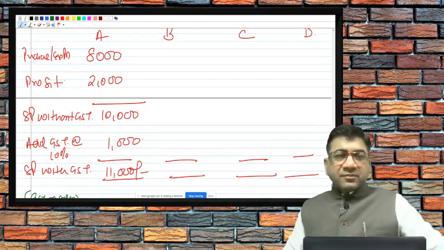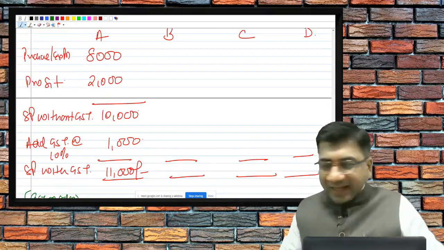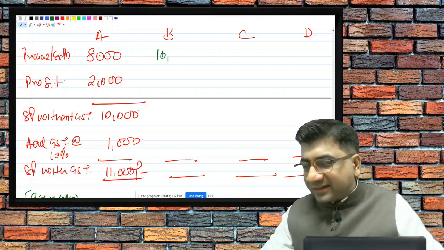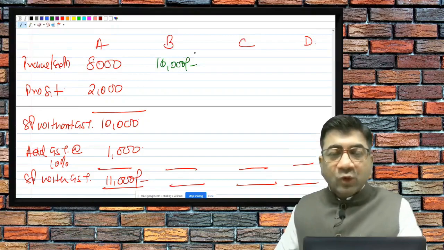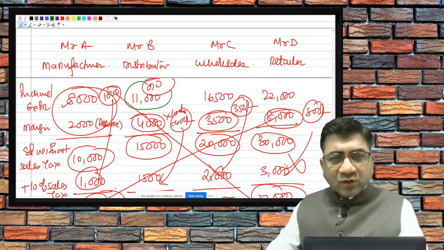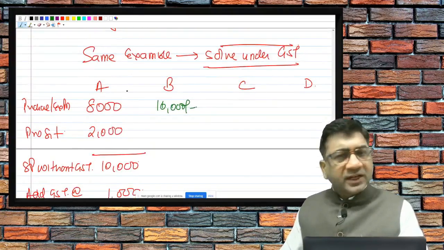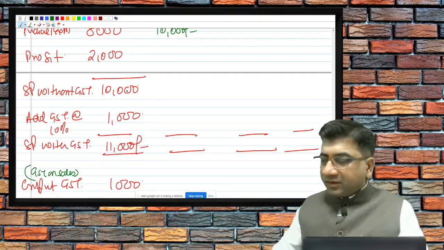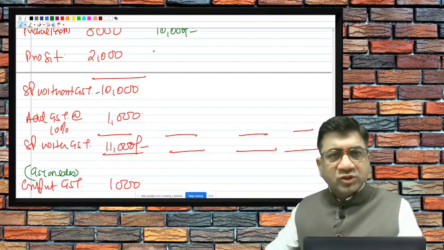11,000. No. 8,000. 10,000 will be the purchase price. Now, sir, why are we taking 10,000? In the old system of sale tax, we used to take 11,000 as the purchase price. Obviously, B has paid 11,000. No denying that fact. The bill which B might have got was 10 plus 1, 11. 11,000 should be the cost.